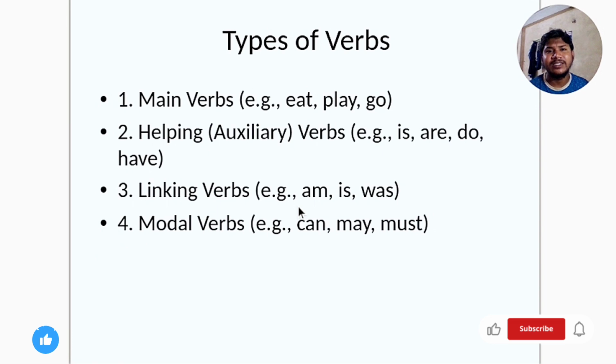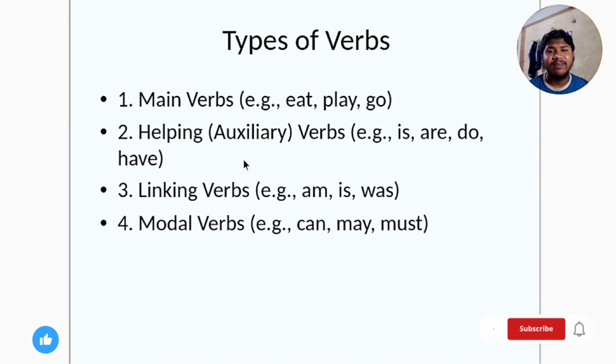Now we will discuss types of verbs. So what are the types of verbs? There are several types of verbs in English grammar, but we are not going into deep knowledge. As we are starting from zero level, we will just take a simple look at the types of verbs. There are main verbs, for example: eat, play, go, write, read, listen, teach. These are examples of main verbs.